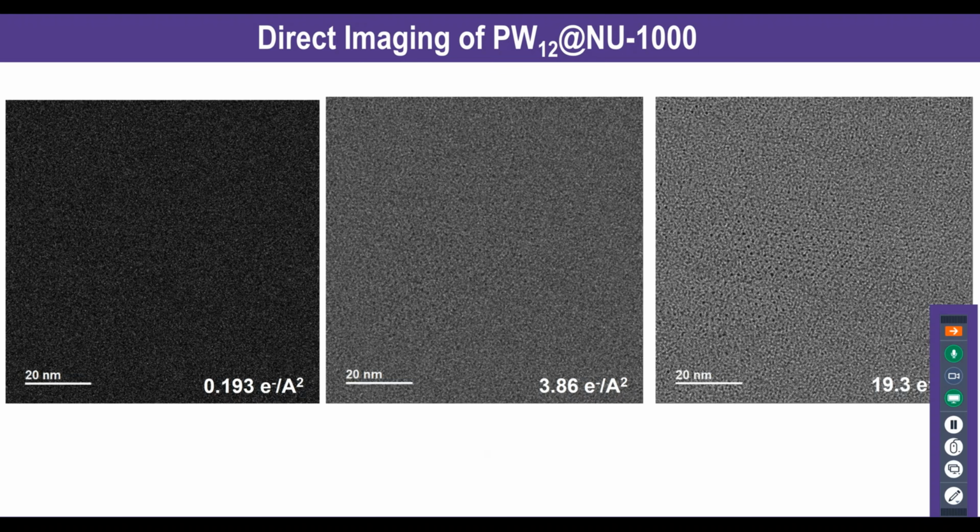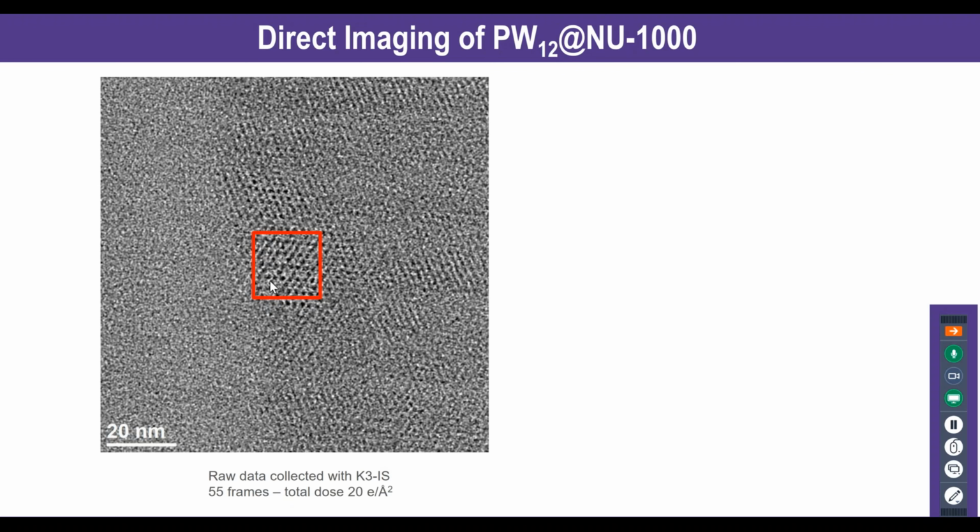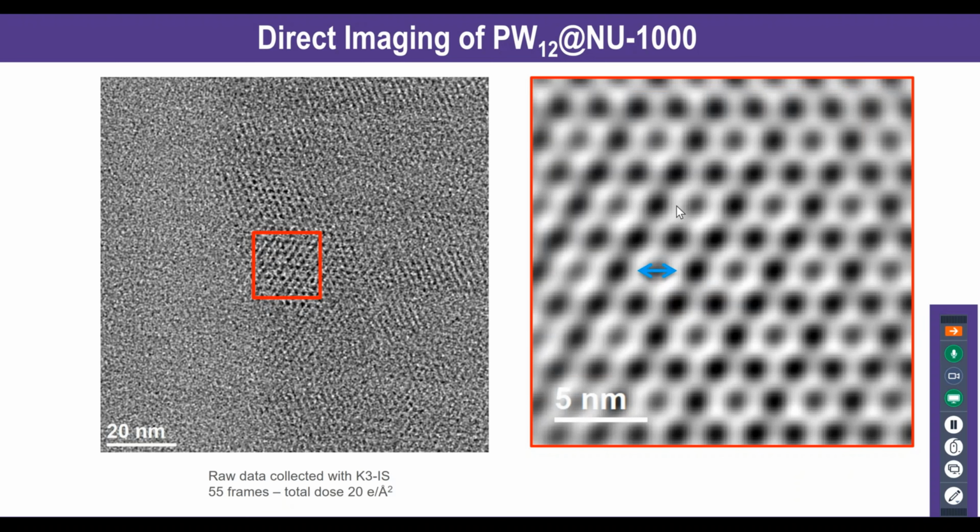For this one, I'm going to show you a quick example. This was collected with the K3 IS, 55 frames. The total dose here was around 20 electrons per angstrom squared. I want to focus on this little section and bring it up on the right image. You can see after image processing, which we also borrow from the cryo community, you can reveal the size of pores, and you can also look at the regions that are a little brighter. Those indicate the positions of the PW12 in this MOF structure.